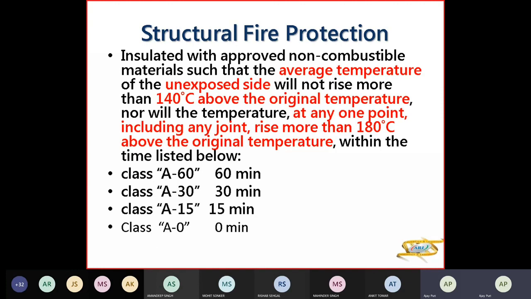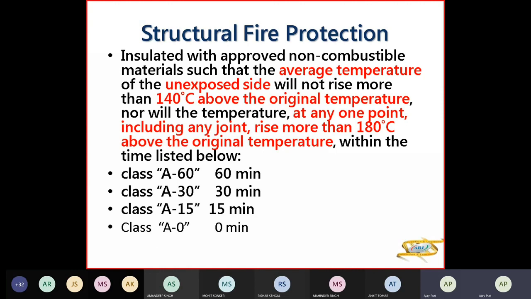So the unexposed side, the average temperature, so if about 10 points you're taking, the average temperature will not rise 140 degrees above the original temperature. So if you've got A, B, C, D, E, F, G, H, I, J, K points you're taking, and you make an average of it, the temperature will not be more than 140 degrees above original temperature. So if the original temperature of that hold is 50 degrees, then the average temperature of all the points included will not be more than 140 plus 50.